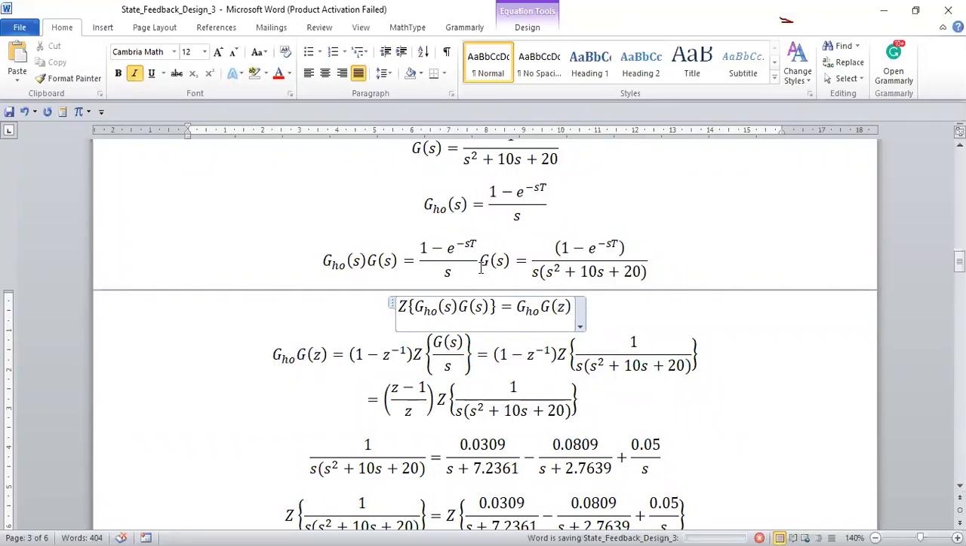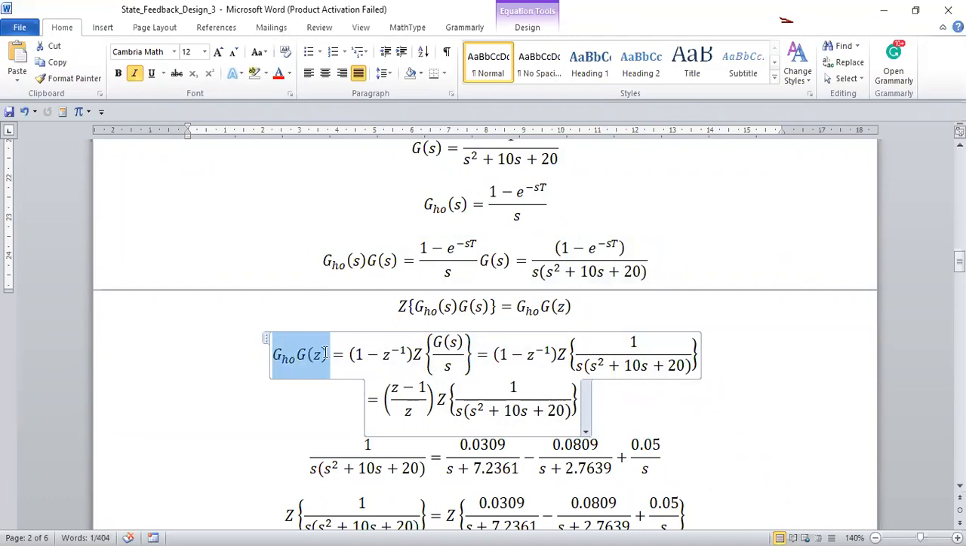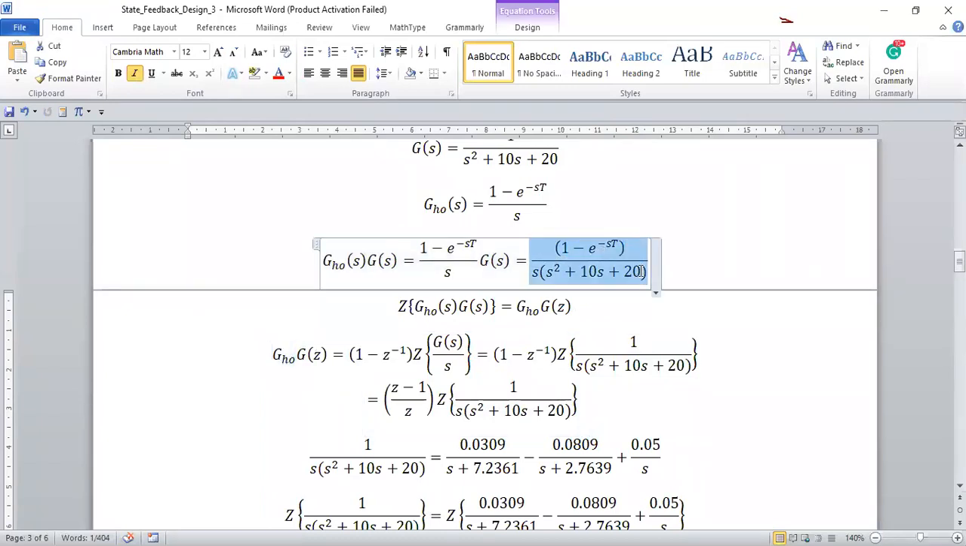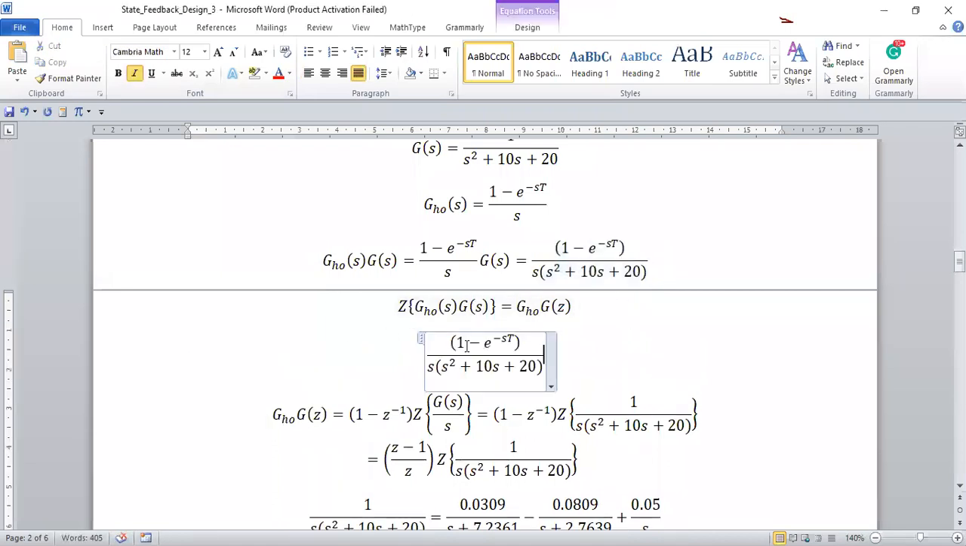The way we do it is that we have this now. We want to get the Z transform, including the effect of the zero order hold. Then we are going to break this particular equation down into two. So this particular expression here is the same thing as this.